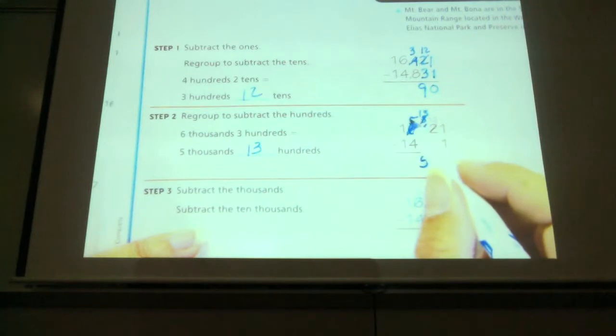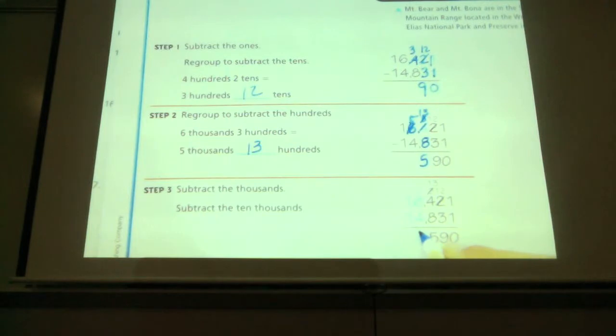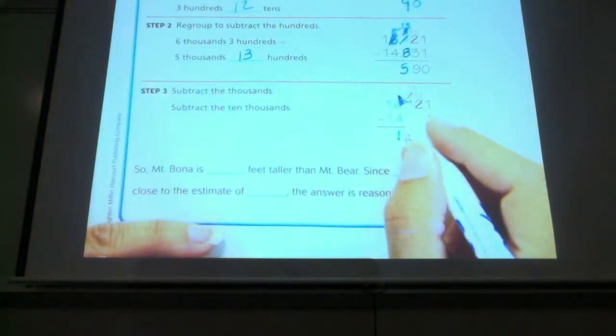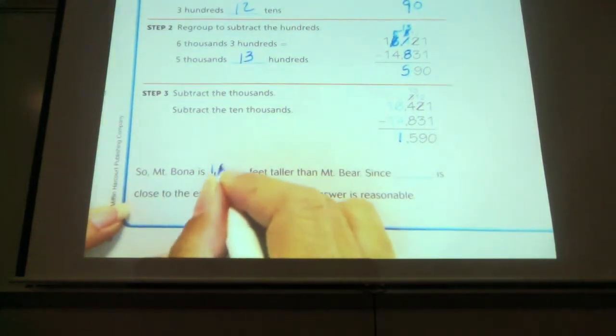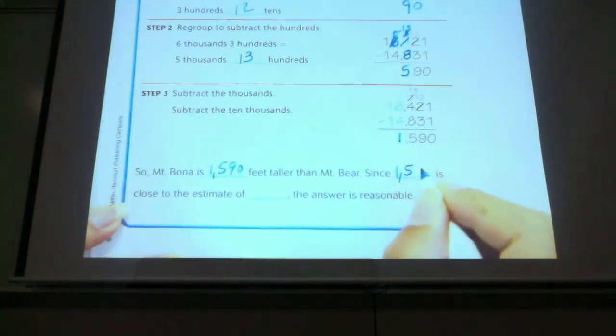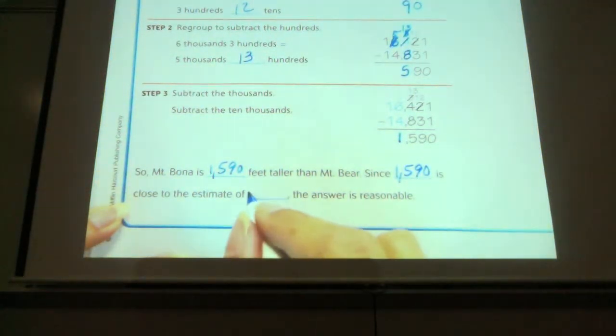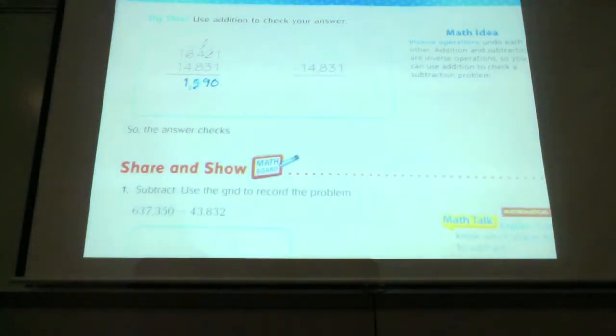5. Can I do 5 minus 4? What is 5 minus 4? 1. I'm going to go down here because they moved the problem down here. I had 5 minus 4, and now I have 1 minus 1, which is 0. So I don't need to put that. Okay, so Mount Bona is 1,590 feet taller than Mount Bear, since 1,590 is close to the estimate of 1,000. The answer is reasonable. So this is the answer that the book has come up with for this subtraction.